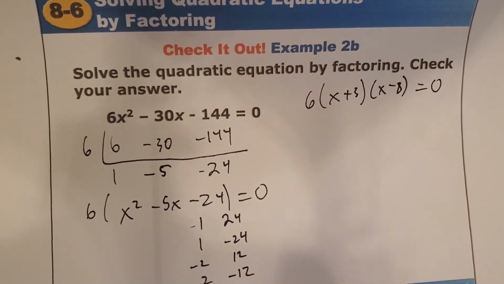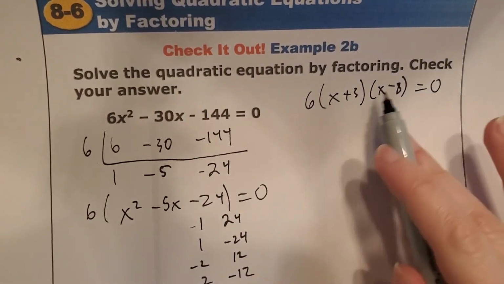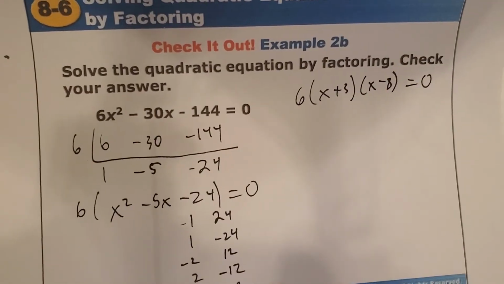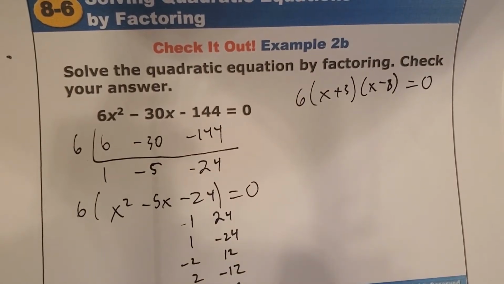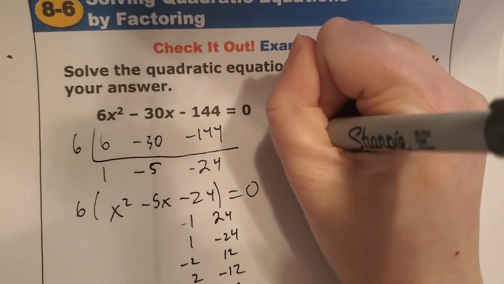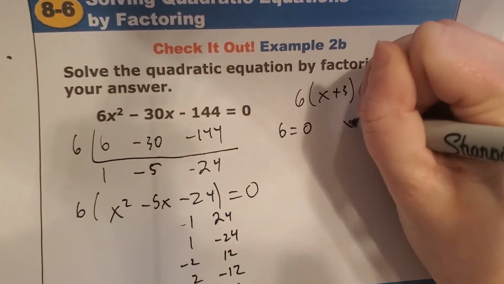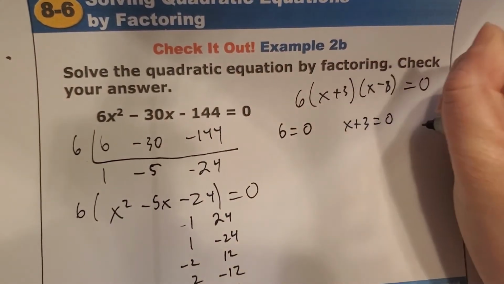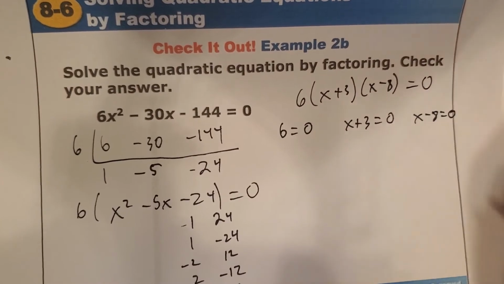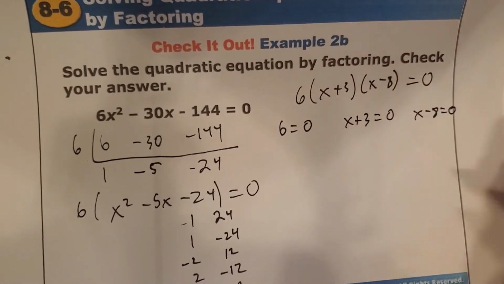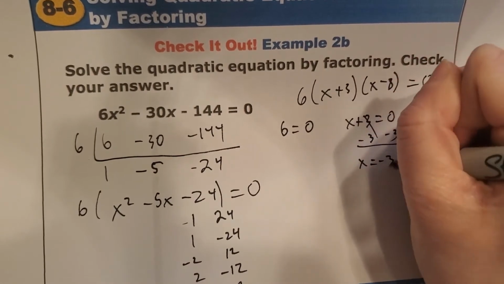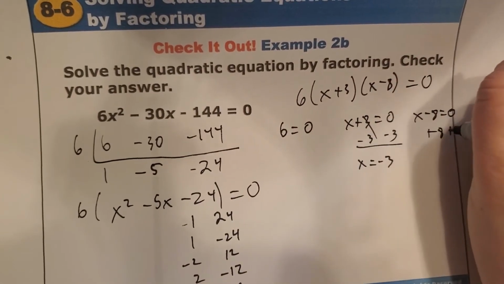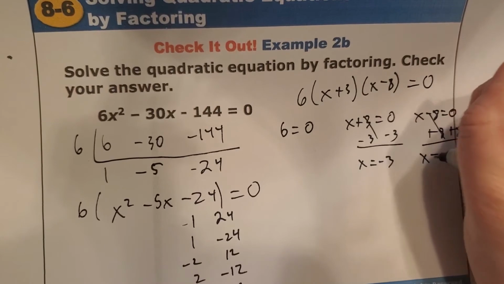Now, the difference here is that now we have 3 pieces of it, all right? 2 binomials and 1 GCF. So we do have to at least try to set all 3 equal to 0. 6 equals 0, x plus 3 equals 0, and x minus 8 equals 0. These two we know how to work with. Minus 3, so x is negative 3, plus 8, x is 8.